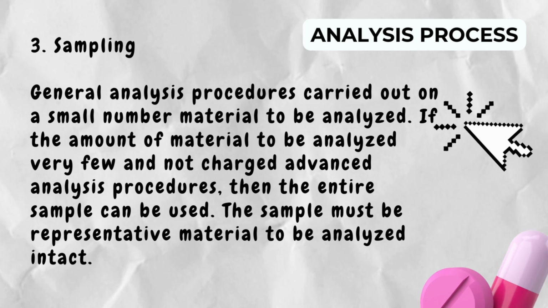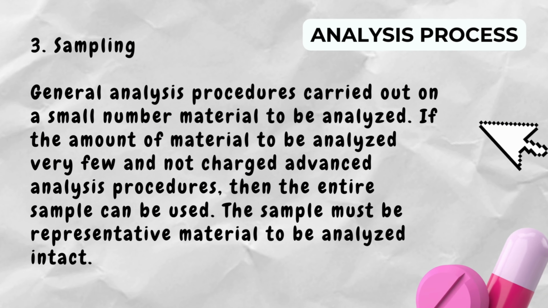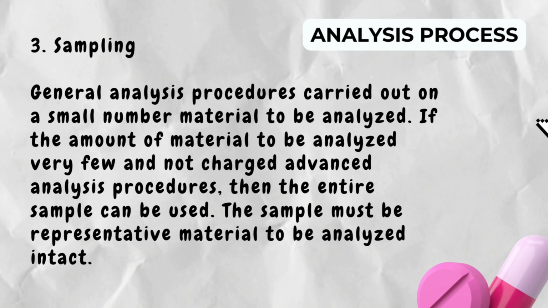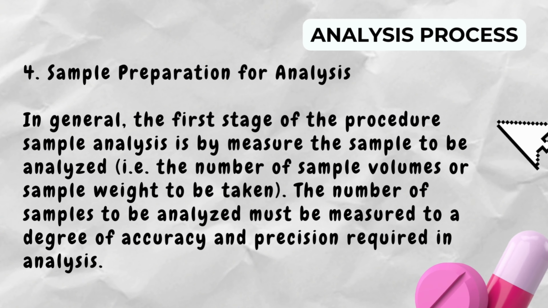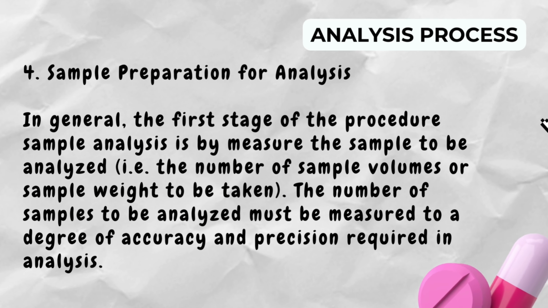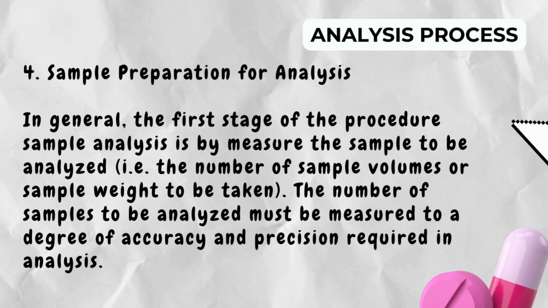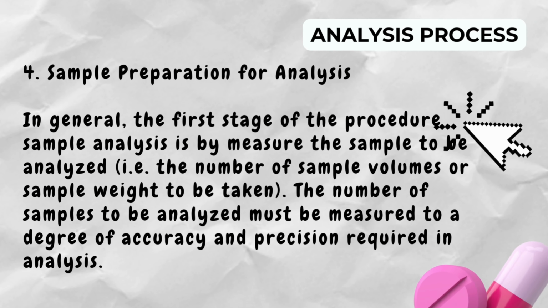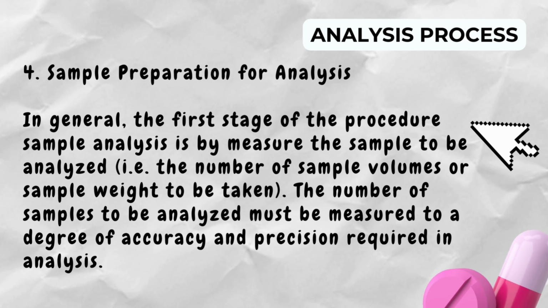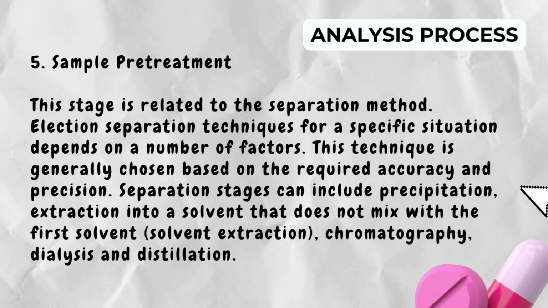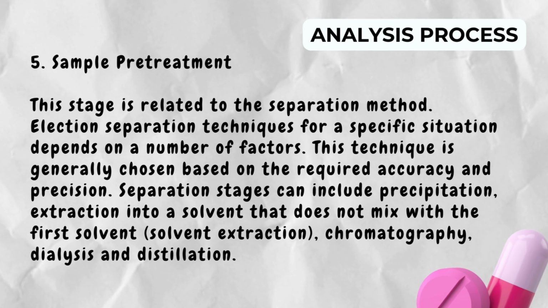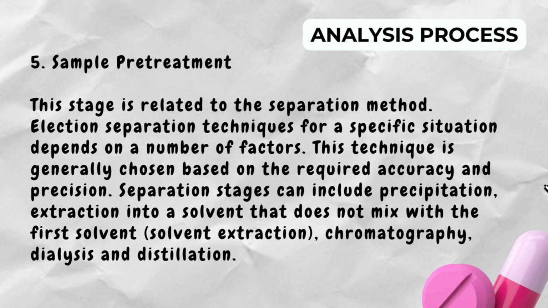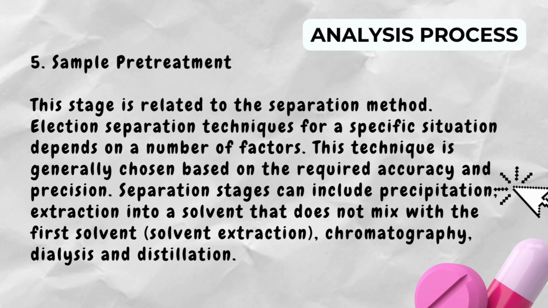3. Sampling. General analysis procedures are carried out on a small amount of the material to be analyzed. 4. Sample preparation for analysis. In general, the first stage of the sample analysis procedure is to measure the sample to be analyzed, the sample volume or sample weight to be taken. 5. Sample pretreatment. This stage is related to the separation method. The selection of separation techniques for a specific situation depends on a number of factors. This technique is generally chosen based on the required accuracy and precision.